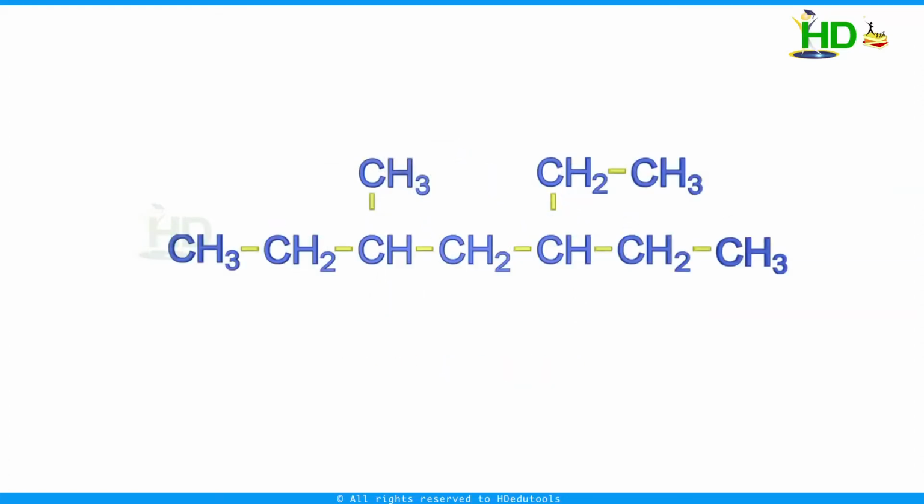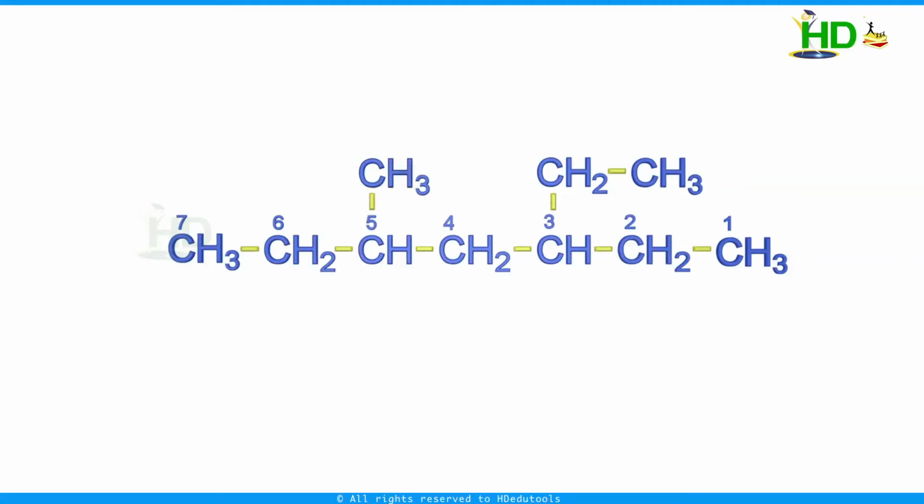Now we take another compound. Now in this, no doubt, this is the parent chain. And numbering from right to left is correct. How many carbons are there? 1, 2, 3, 4, 5, 6, 7. On the third position, we are having an ethyl group. On the fifth position, we are having a methyl group. Now, how to name this?